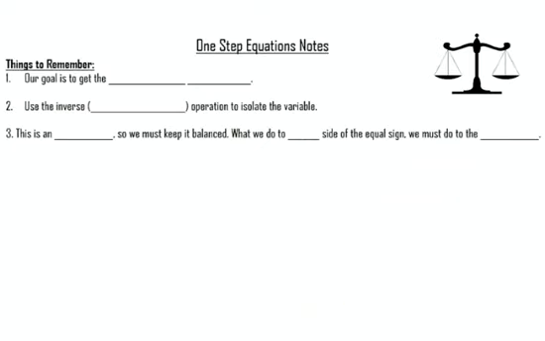Alright, so one-step equation notes. Things to remember. The very first thing I want you to write is that it is our goal to get the variable, which again is that x, y, whatever letter or symbol, alone. So we're isolating the variable. Isolating means getting alone, like an island, isolate. We're getting that variable alone.